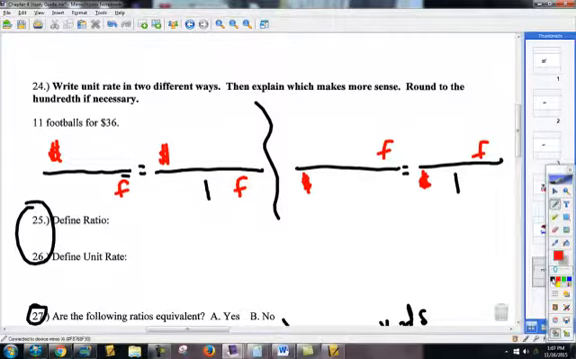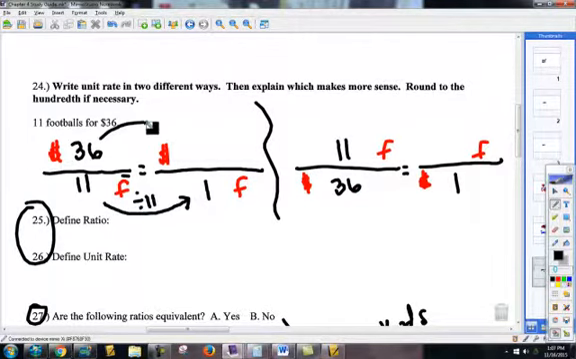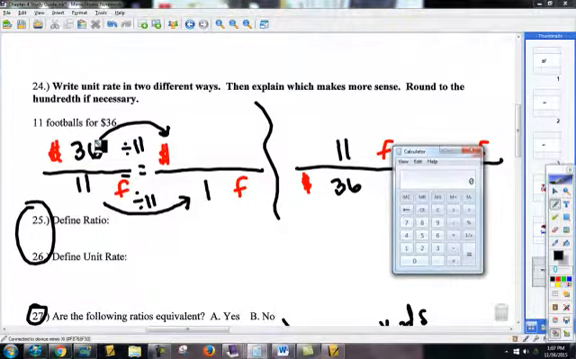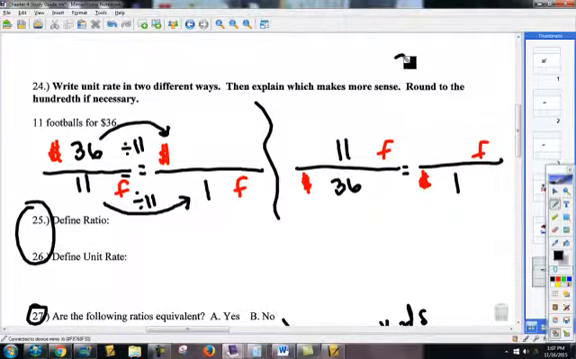So now I'm going to go ahead and put my fake ratio on there. I know that it's going to be $36 for 11 footballs. I know over here it's going to be 11 footballs for $36. Okay, you can just see it's just flip-flop. That's all. What am I doing to my number of footballs? I'm dividing by 11. What am I doing to my amount of money? Dividing by 11. So I get out my calculator, and I do 36 divided by 11. Remember, it has to be in that order, and I'm going to get 3.272. Now remember, we always round to the hundredths.